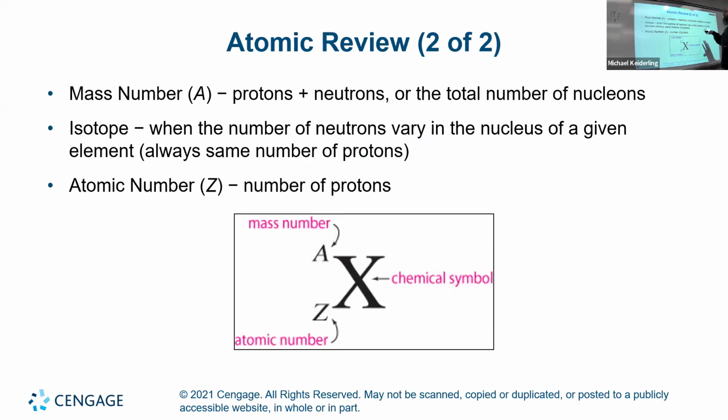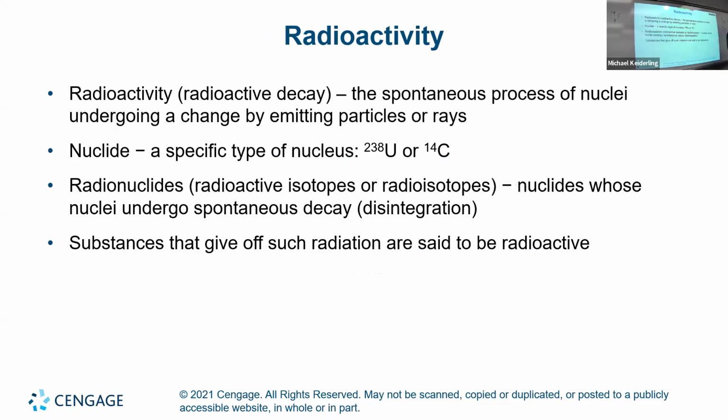So again, the mass number is the total number of nucleons. An isotope is where the number of neutrons varies in the nucleus of a given element. Any element is determined by the number of protons, and the atomic number is the number of protons. So radioactivity or radioactive decay is the spontaneous process of a nucleus undergoing a change by emitting either particles or rays.